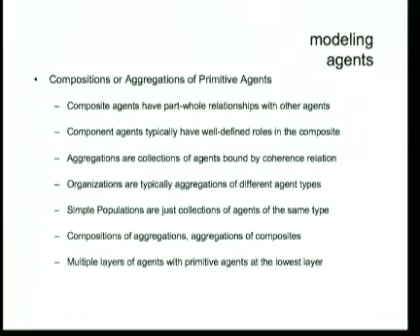Now, this sort of thing can go on recursively if you need to produce higher levels of abstraction to capture higher level phenomena. So you can have compositions of aggregations of composites, in general multiple layers. But at the bottom you want to have these well-defined primitive agents with behaviors that are straightforward to understand and simple. That will interact to produce the behaviors of the compositions or aggregations.